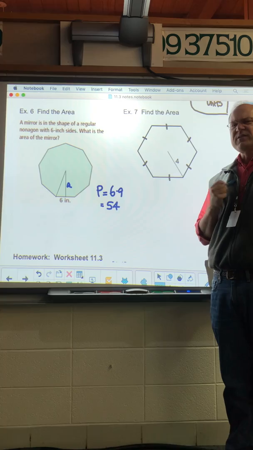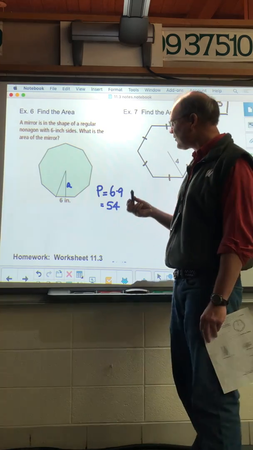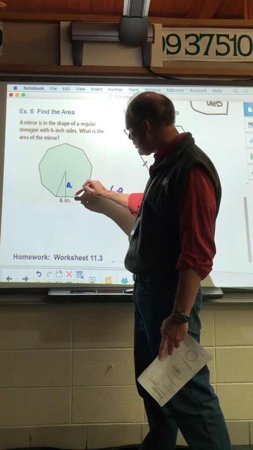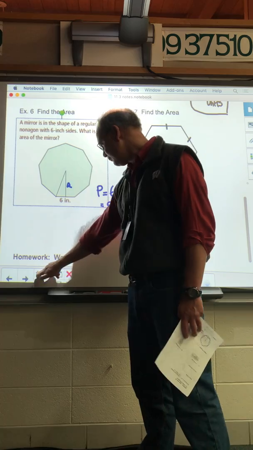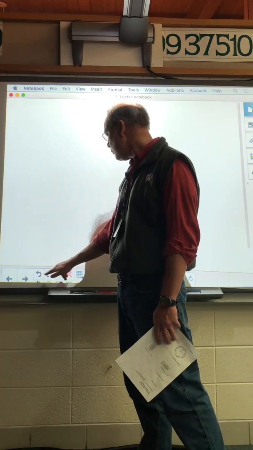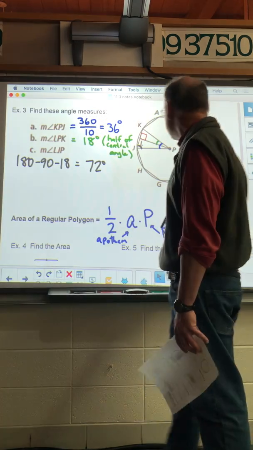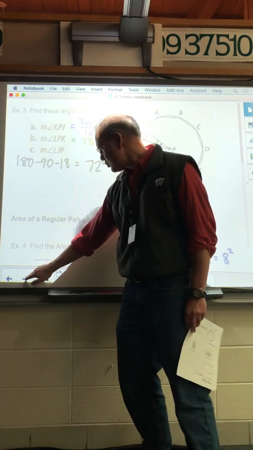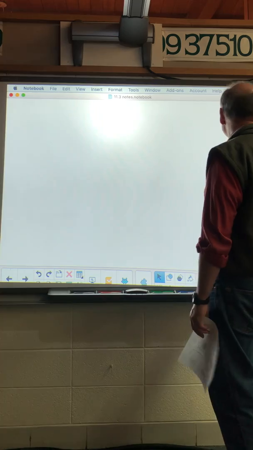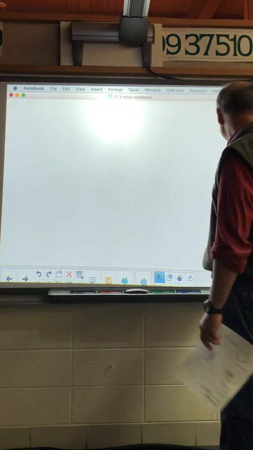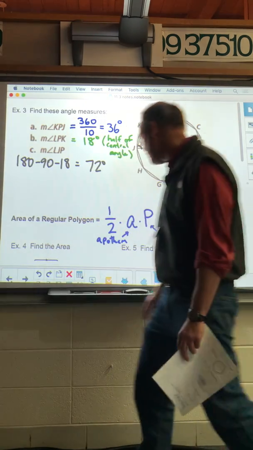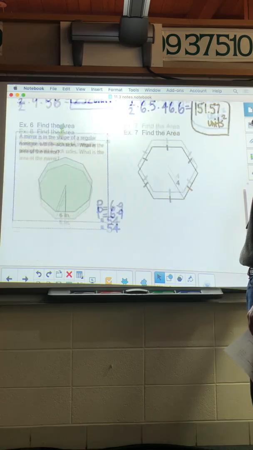So here's where the central angle is going to help us. So I can find the central angle. Oh, the page just disappeared. There it is. Whew. I was working there.